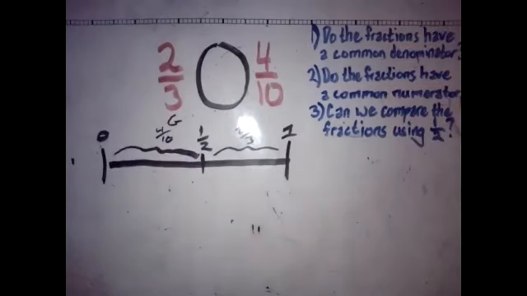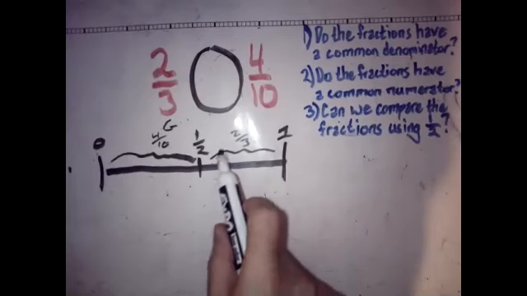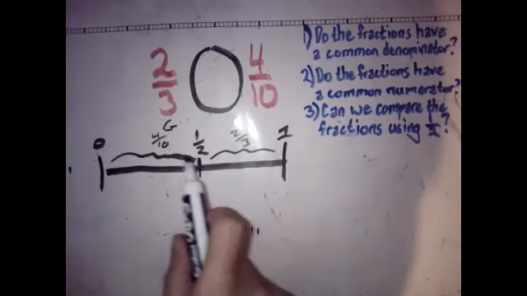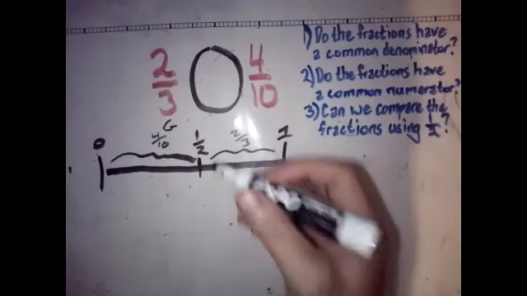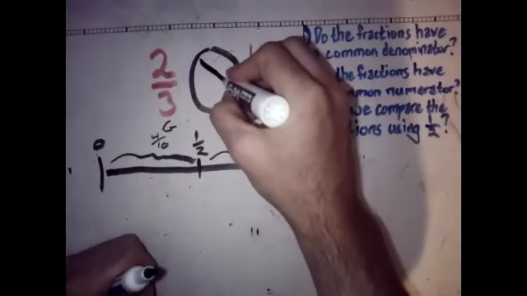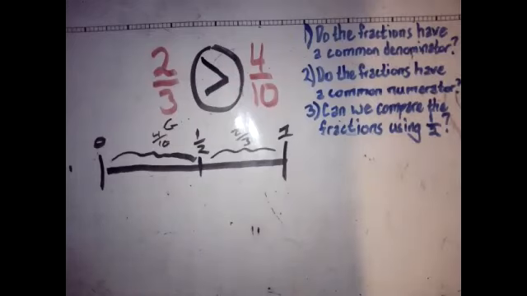So now looking at those two facts, I know that 2/3 is somewhere up here. 4/10 is somewhere down here. So I know 2/3 is greater than 4/10. So if the denominators are not the same and the numerators are not the same, we can also do a quick check to see if our numbers fall on different sides of the halfway mark.